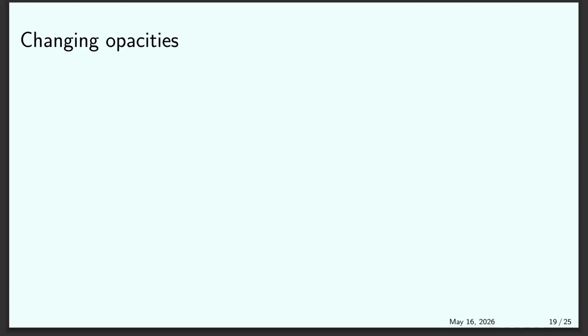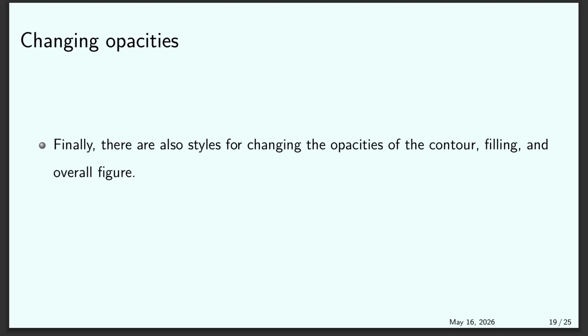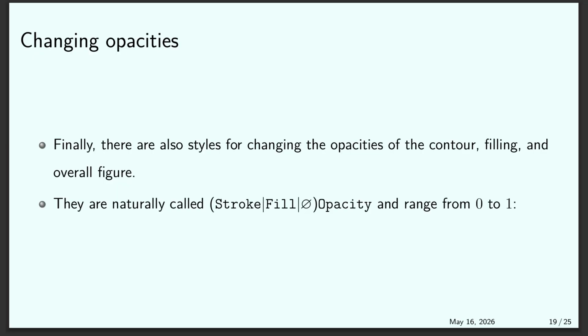Now, you can also change your opacities. You have three different types of opacities, because while doing this, I saw that both TikZ and SVG support changing the opacity only of the contour, only of the filling, or of both things. They're called stroke, fill, or just opacity. Opacity by itself changes it all, stroke just for stroke and fill for fill. And they range from 0 to 1. So 1 is completely opaque, and 0 is completely invisible.